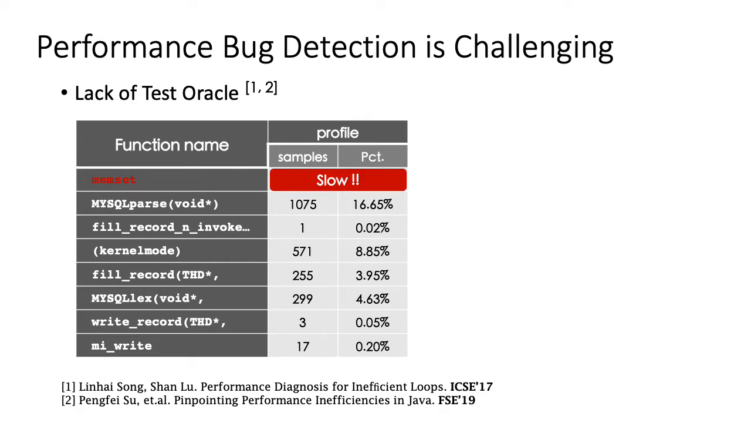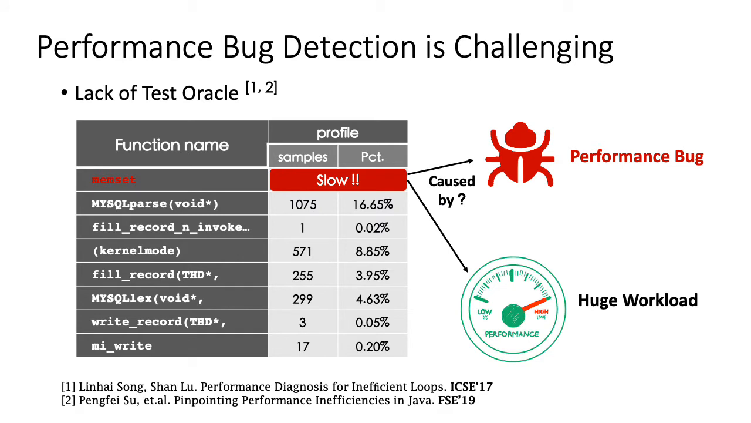However, developers cannot differentiate whether the slowdown is caused by a performance bug or just a huge workload that is expected to consume that amount of time to finish. Actually, the slowdown is caused by a performance bug, but in this case, the software does not output any log messages nor crash, making the bug hard to observe.